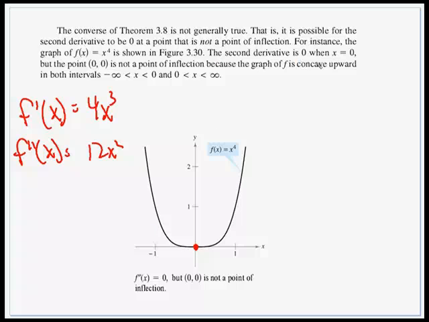So the second derivative is 0 when x is 0, but the point, the origin (0, 0), is not a point of inflection because the graph of f is concave up in both intervals. Here on the left, this is concave up. Here we are again concave up. Remember, points of inflection is where the graph changes from concave up to down or concave down to up.